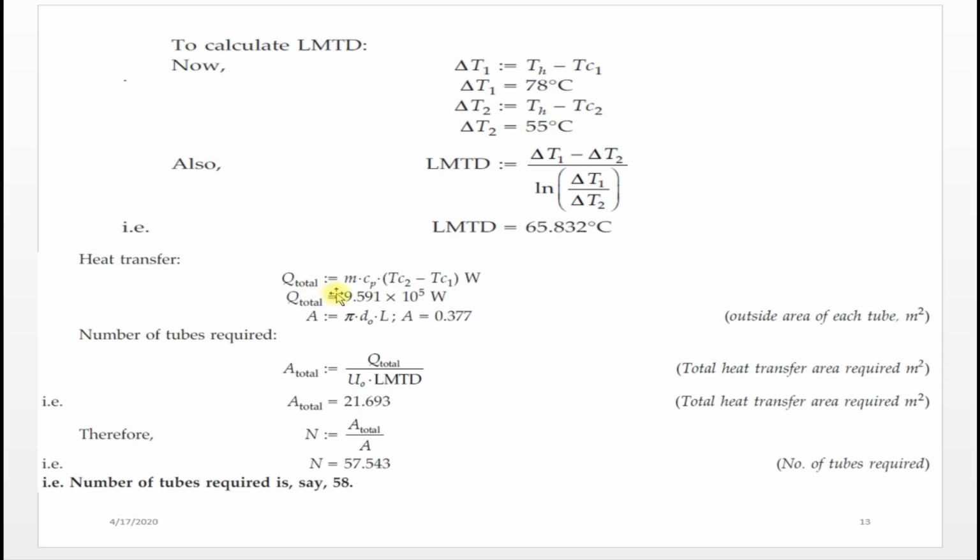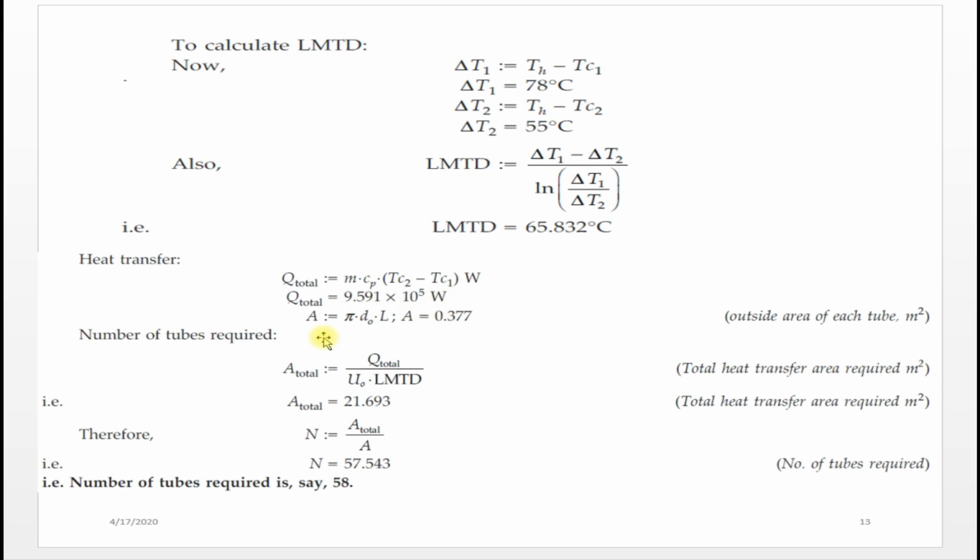Now from the energy balance equation, for cold fluid we know Tc2 value and Tc1 value, we know mass flow rate also, so that you can calculate Q is equal to m Cp dT. If you substitute m Cp and these two temperatures, you will get Q value as 9.591 into 10 to the power of 5 watt.